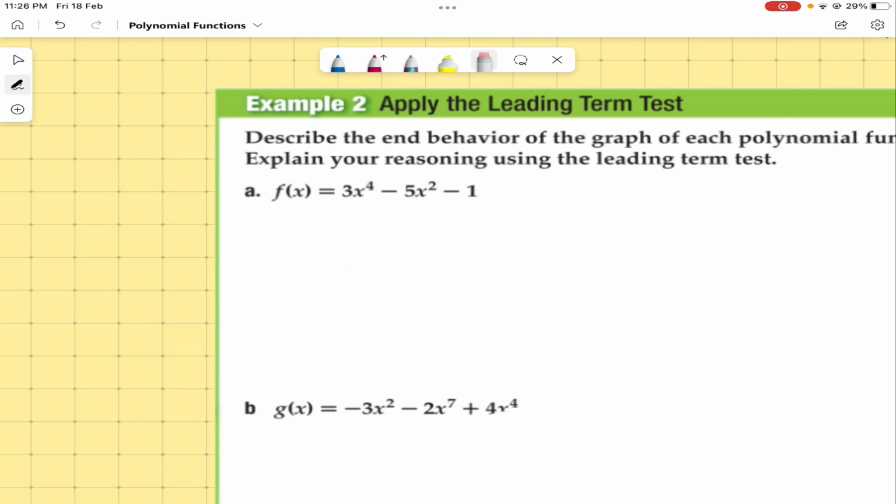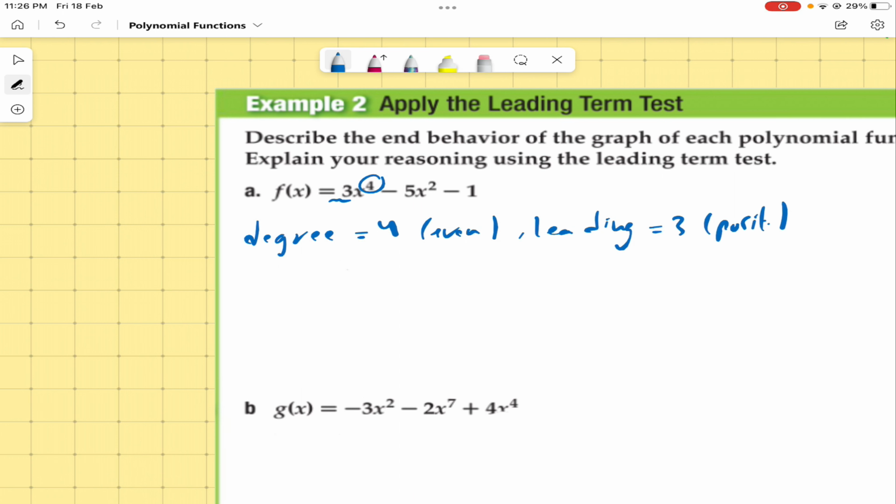As an application, let's have the first question, 3x^4 minus 5x^2 minus 1. The highest exponent is 4, so the degree is 4, which is even, and the leading coefficient is 3, which is positive. From this information, we should conclude that both arms are up.